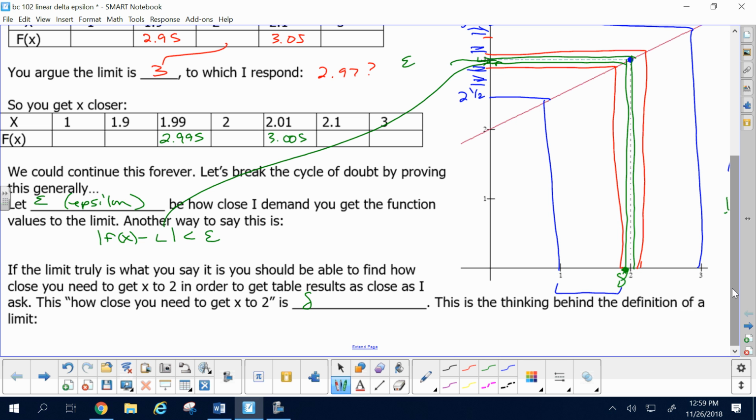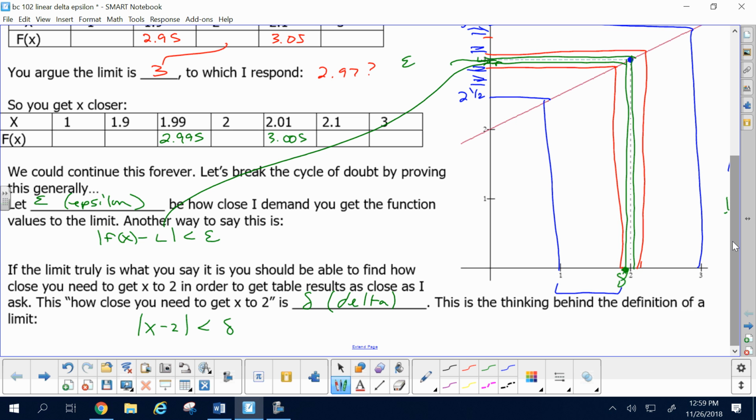It's a lowercase delta, an unfinished 8. It's something like this. Now, how close you need to get x to 2 means the difference between x and 2 has to be less than some delta. And I can prove that if x is within that delta away from 2, it must follow that y will be within however close you want of 3.